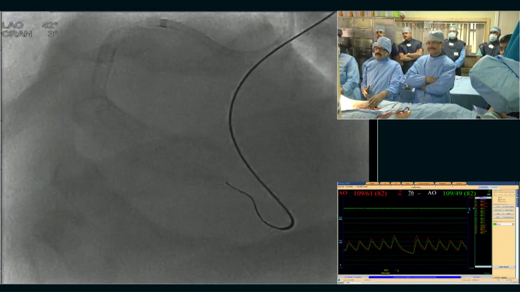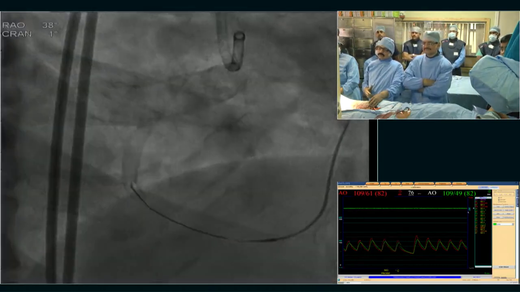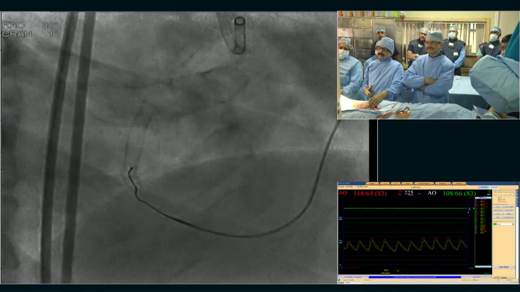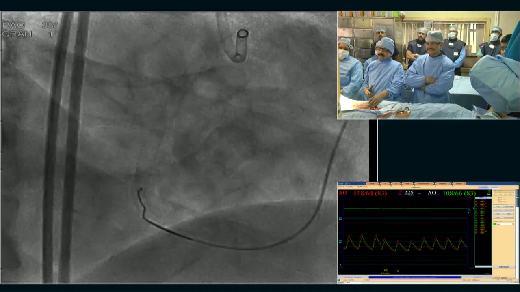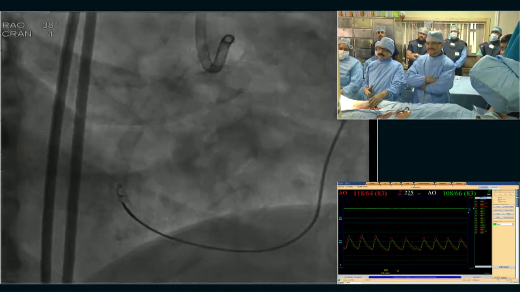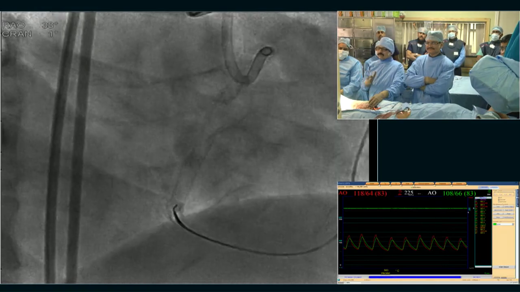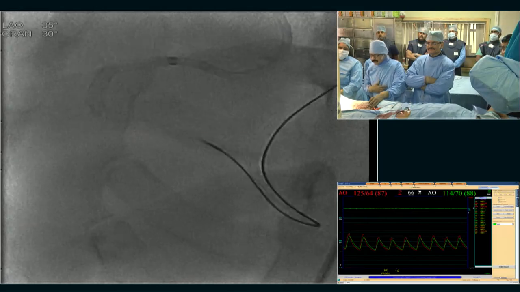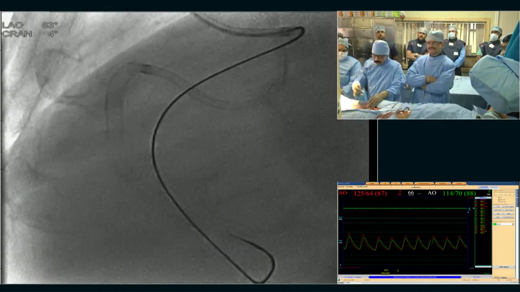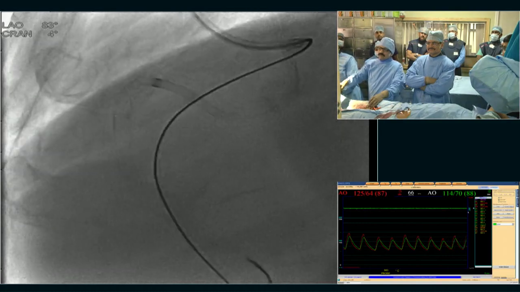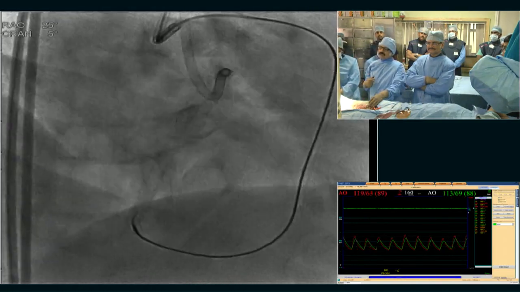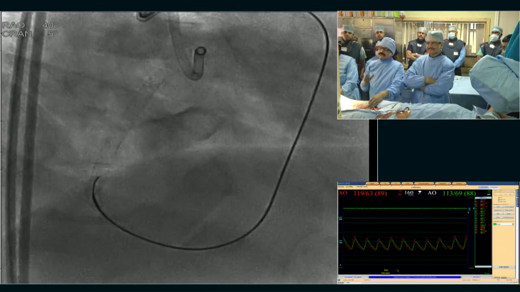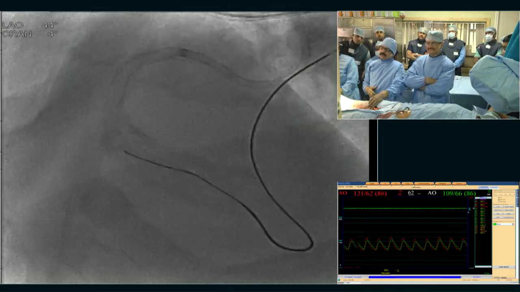The major risk is losing the RV branch. The wire goes up inside the stent. We checked in RAO and LAO views, and the lateral view is also very good in RCA CTOs. Here we preferred all three views. But the Corsair could not negotiate, even with good backup from the EBU catheter. It's very tough tissue, and I could not enter it.